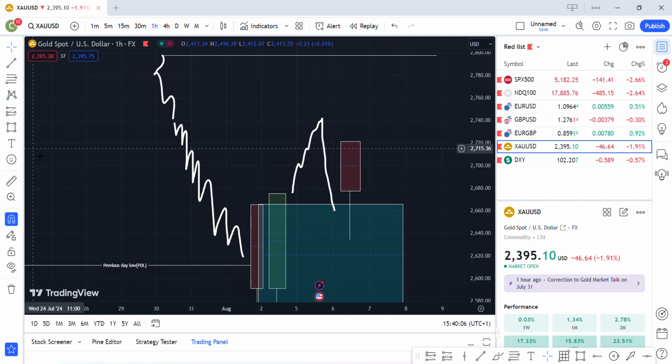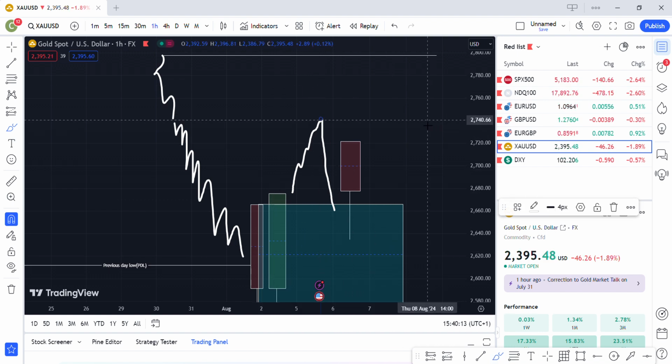And where would we target if we're using order blocks as our entry model? So we'd come up, come down here. Target one would be this high.